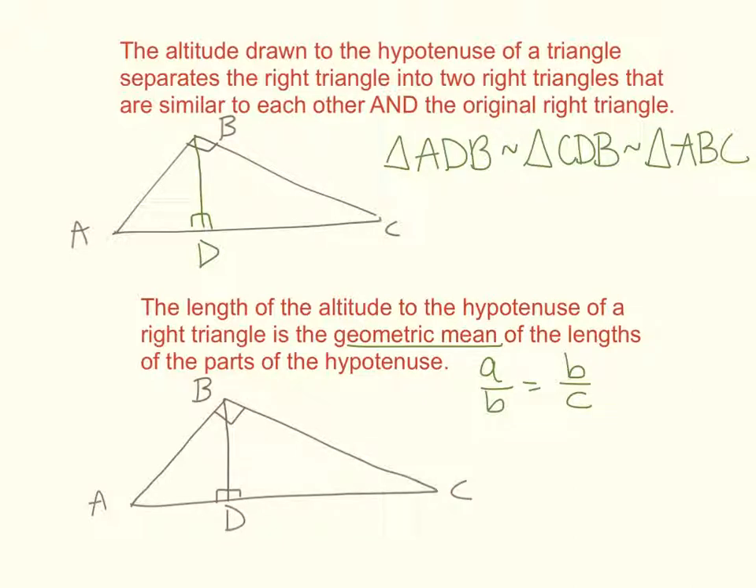So if I look at this, the length of the altitude, that's this guy right in here. So I would have AD, which is this guy, over BD. All right, we can put those little lines on top. Have to be equal to BD, remember geometric mean, over DC. So AD to BD is BD to DC.